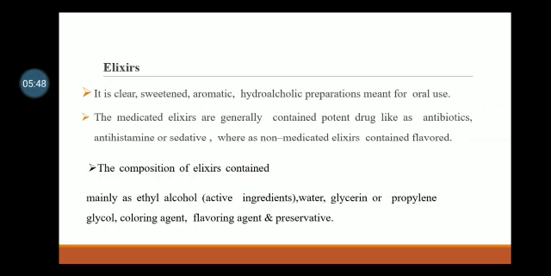Then elixirs. It is a clear, sweetened, aromatic, hydroalcoholic preparation meant for oral use.